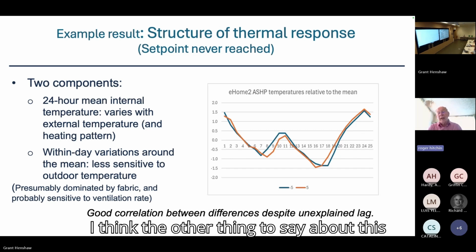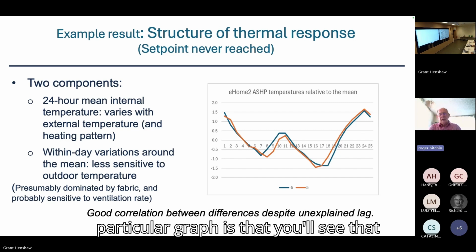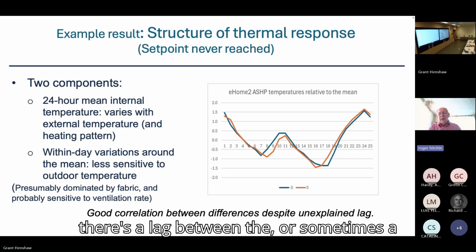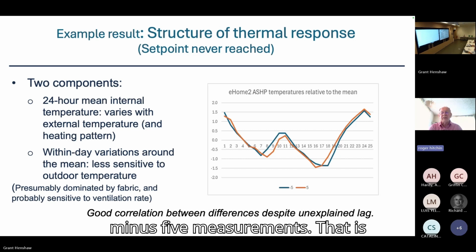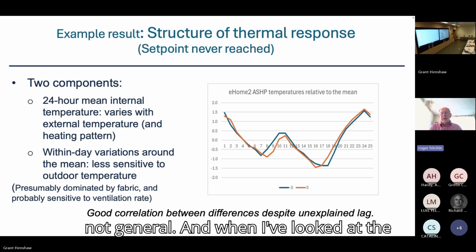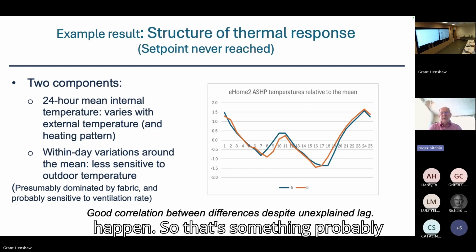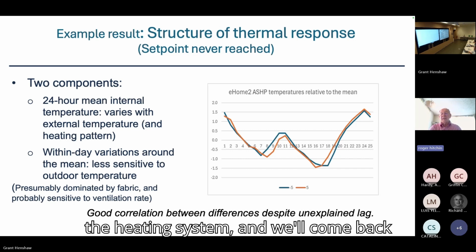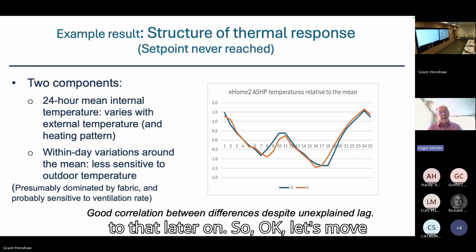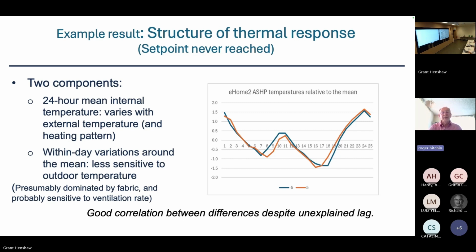I think the other thing to say about this particular graph is that you'll see that there's sometimes a lag between the +5 and -5 measurements. That is not general. And when I've looked at the other situations, that doesn't usually happen. So that's something probably which is specific to this building and heating system, and we'll come back to that later on. So, okay, let's move on to the next slide, please.